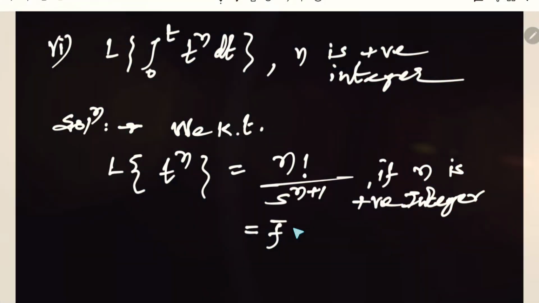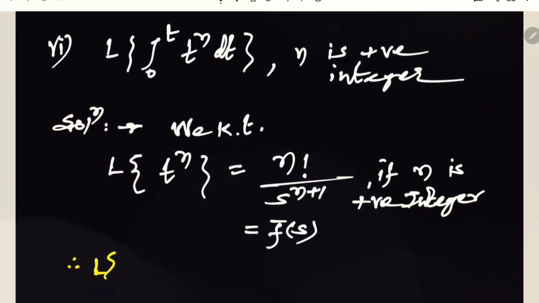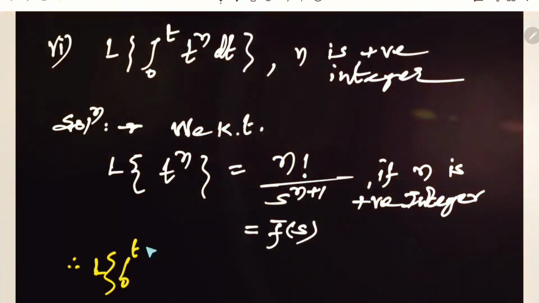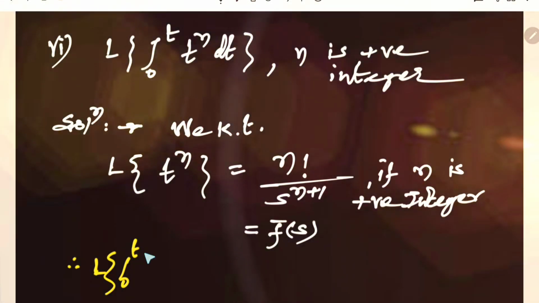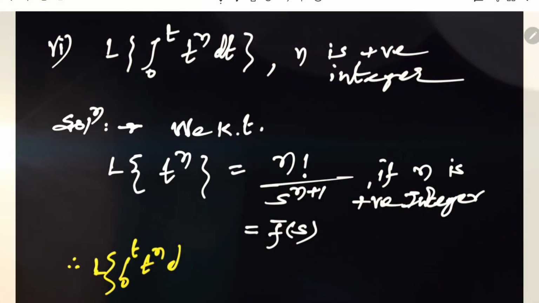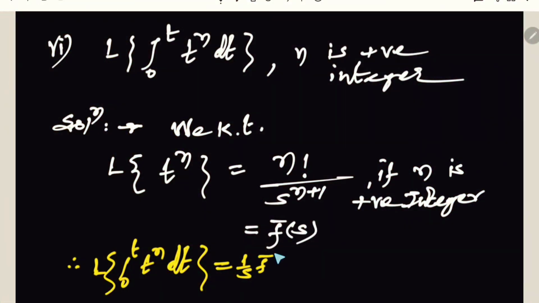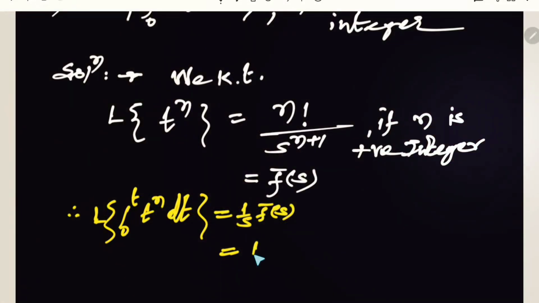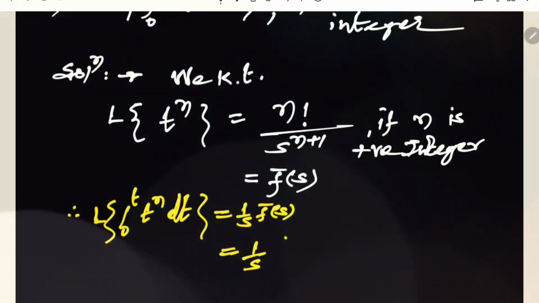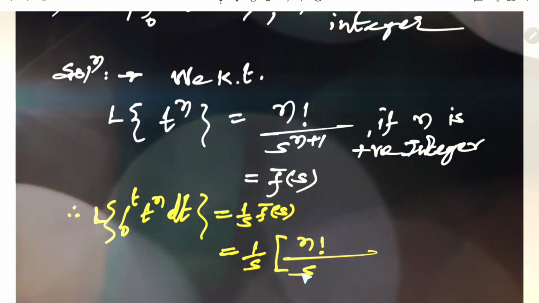And then applying that theorem, the Laplace transform of the integral of t raised to n is 1 by s into f bar of s, and therefore the answer is 1 by s into the value of f bar of s, which is n factorial divided by s raised to n plus 1.